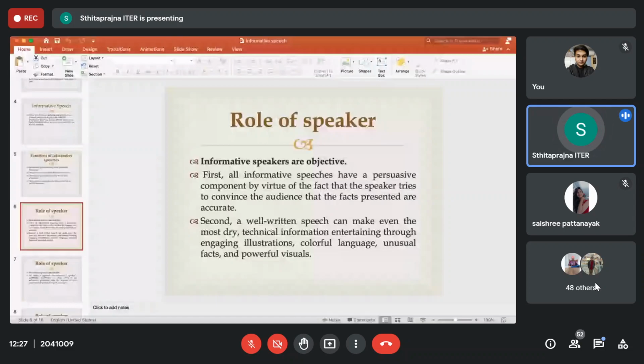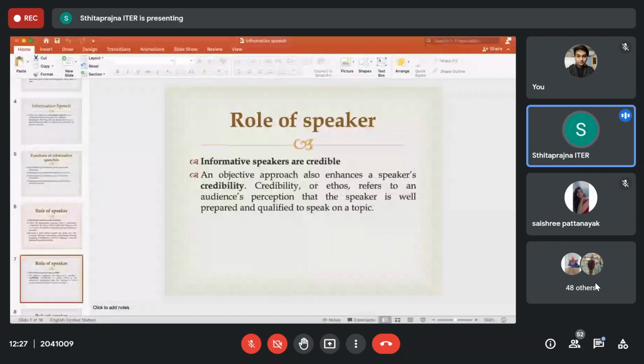So you have to be objective because you're not going to take a stand on a particular issue. You're not taking a stand. You have to be objective. You have to enhance your credibility so that the audience believes that you are qualified enough to speak on a particular topic. So choose your topic wisely.